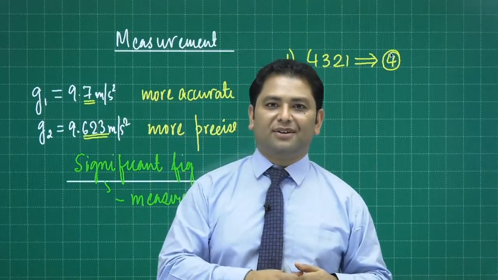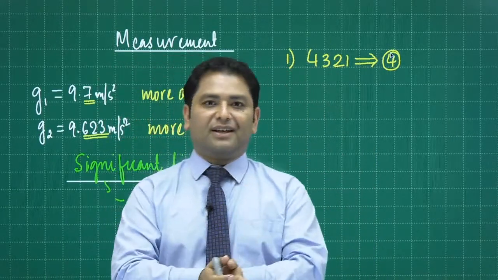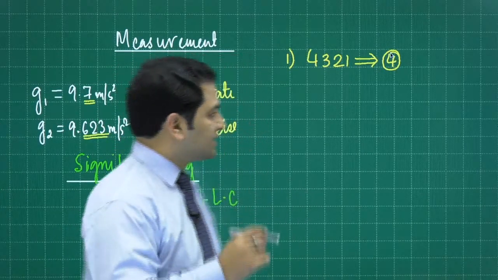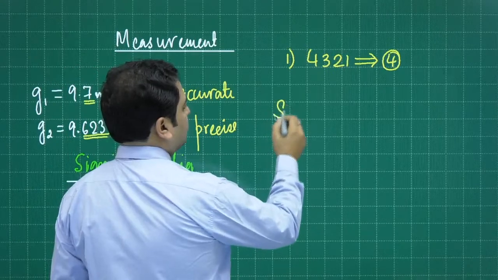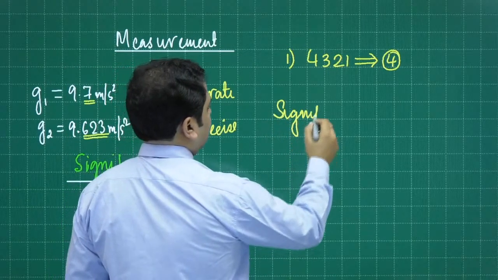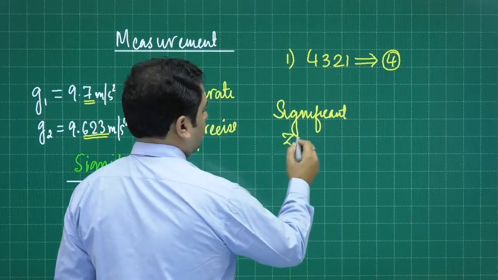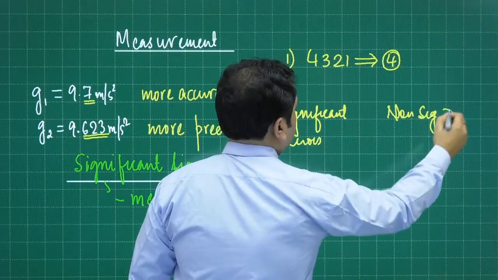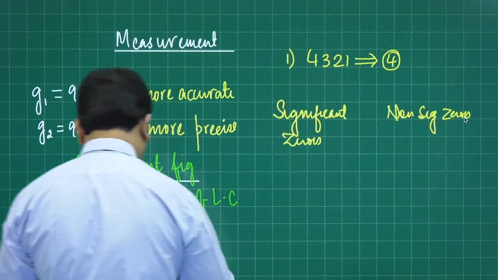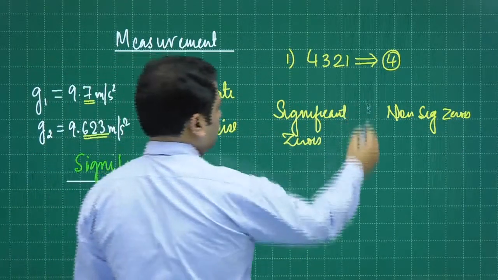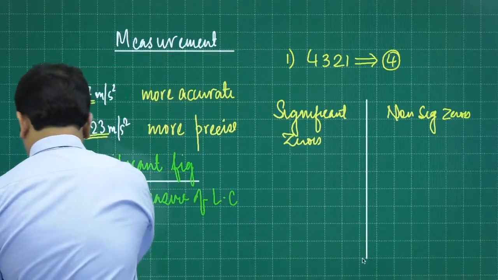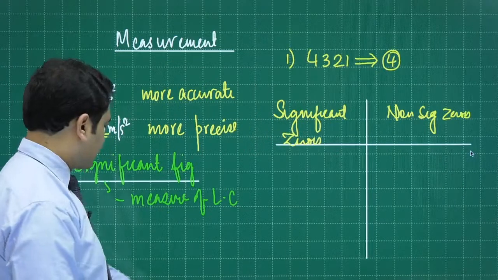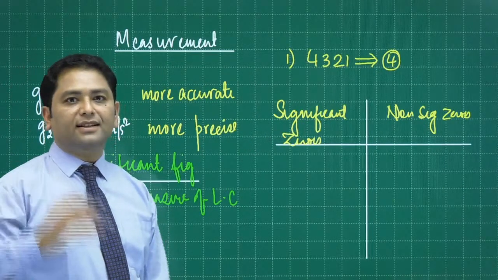The problem is with 0, because sometimes 0 is significant, sometimes 0 isn't significant. So to understand that, let us consider significant zeros, and let us consider non-significant zeros. If you understand the significant zeros and non-significant zeros, that's quite a simple thing, and this is how we are going to make our analysis more efficient. Let's try to understand the first thing. Where are the significant zeros?